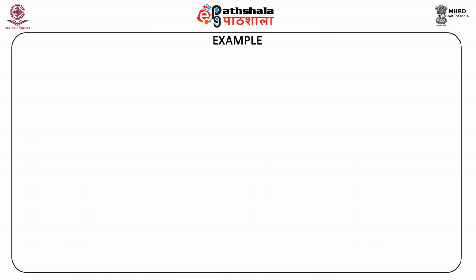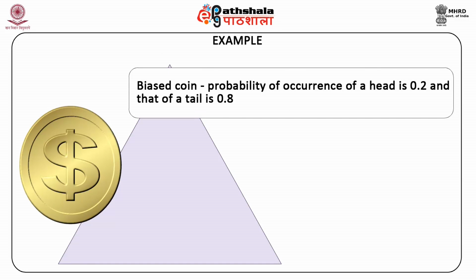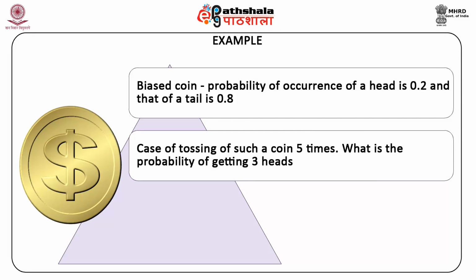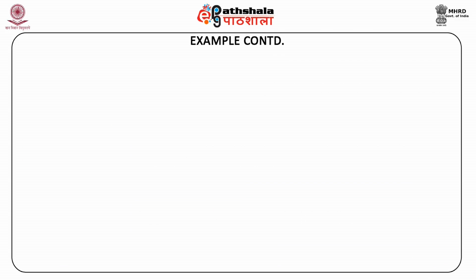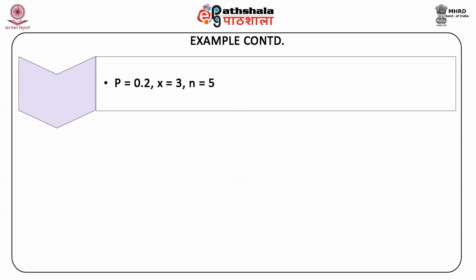Let us understand it with the help of an example. Consider the case of a biased coin having the probability of occurrence of a head as 0.2 and that of a tail as 0.8. Consider the case of tossing such a coin 5 times. What is the probability of getting 3 heads? Also, find the variance and the standard deviation. This is the case of binomial distribution. Here, b(x, n, p), that is the binomial formula, can be used. Here, the probability of success, that is occurrence of head, is 0.2, that is p is equal to 0.2, x is equal to 3, and n is equal to 5.